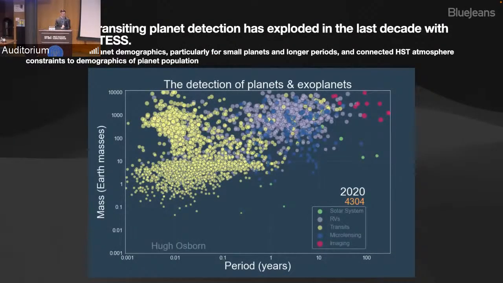Meanwhile, transit detection has totally exploded thanks to Kepler, K2, and TESS. So again, this is just showing all the planets that we knew of, I guess, in 2020. And you can see that basically below 10 Earth masses on this plot, essentially all of those yellow dots are from Kepler. And so Kepler really revolutionized our understanding of small planets with thousands of new planet discoveries.